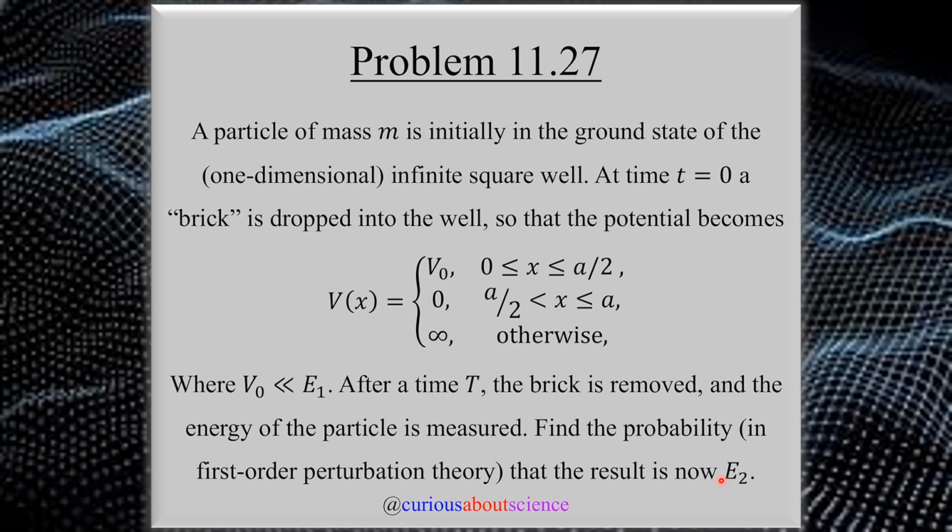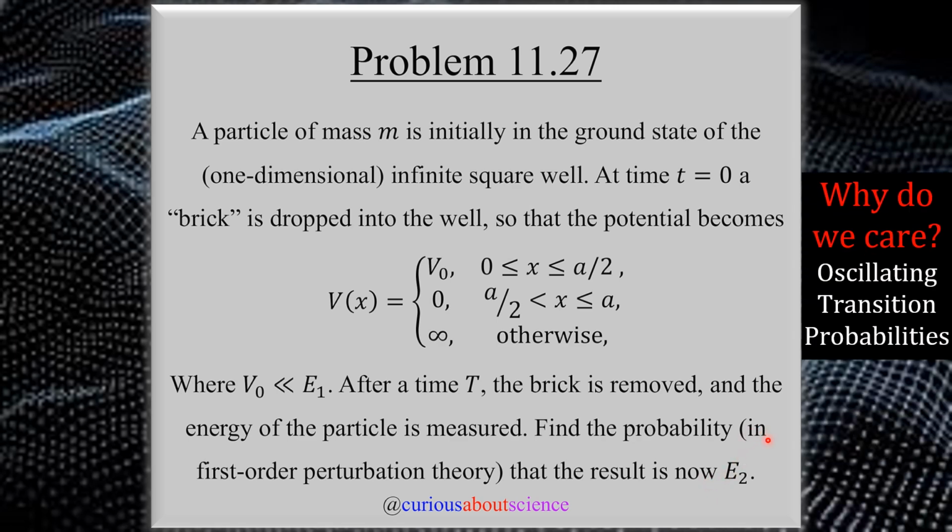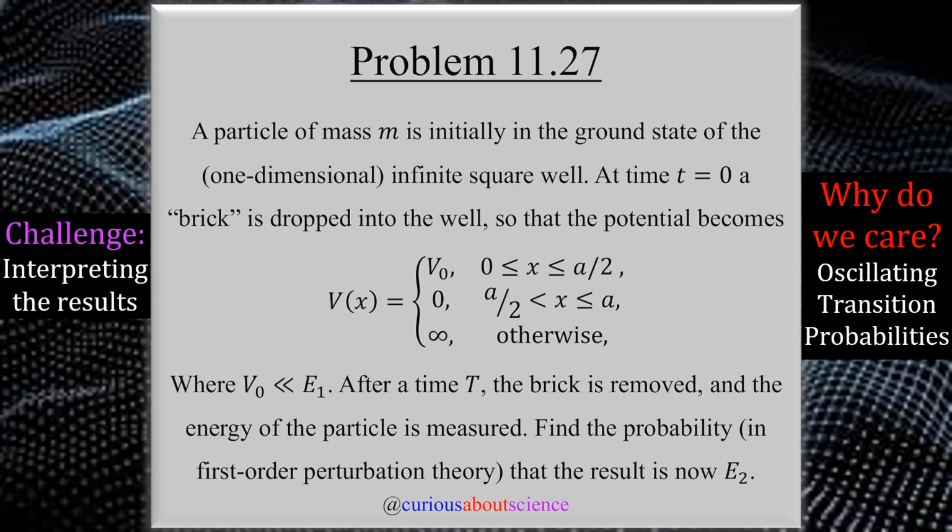Okay, so why do we care? Well, this problem highlights how we can have oscillating transition probabilities. Kind of weird to see, but kind of makes sense once we figure it out. Then the challenge again is interpreting these results. How do I know where the max is? Do I actually have enough probability to do so? And making sure it's not zero, things like that.